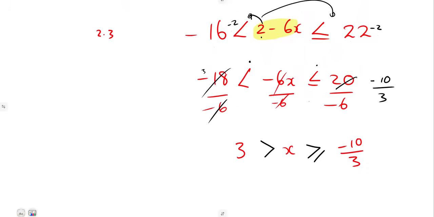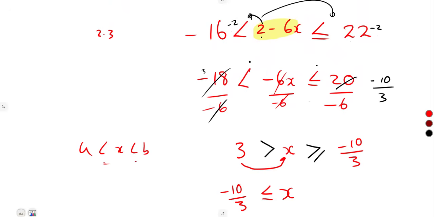So remember, guys, the inequalities are supposed to be facing this side. x is greater than a but less than what? B, in that form, facing that side. So let us have our x. The smaller value is what? Minus 10 over 3. So as you can see, x is greater than or equal to minus 10 over 3. The 3 is pointing at x, meaning x is less than 3, the bigger value. The inequalities must be facing that side, not the other way. So this is your solution.